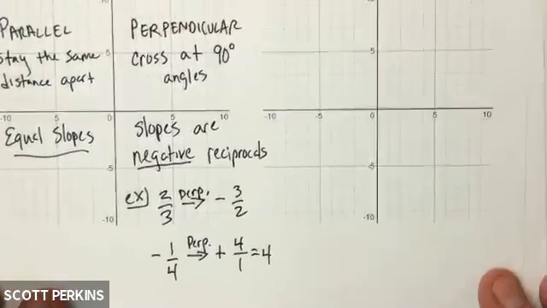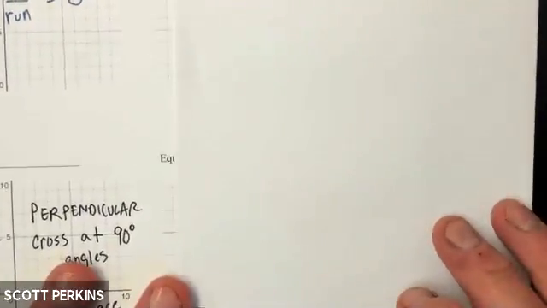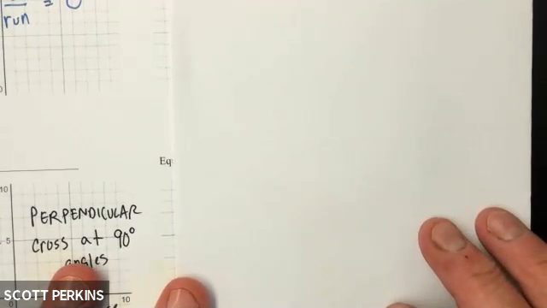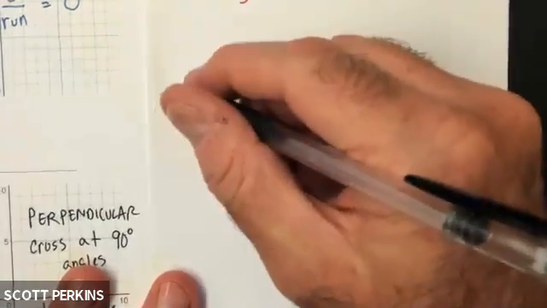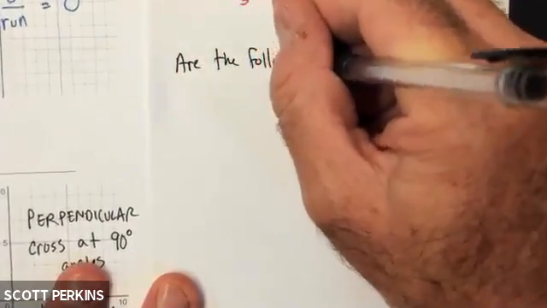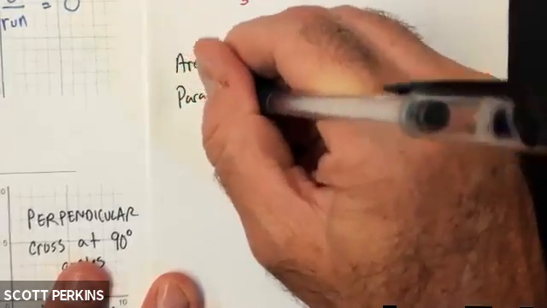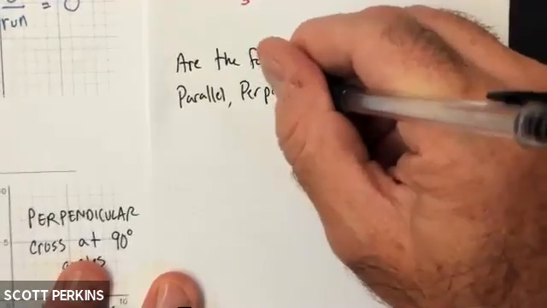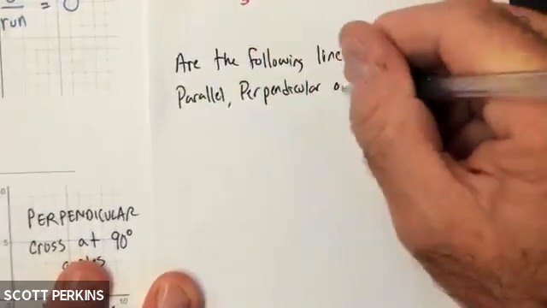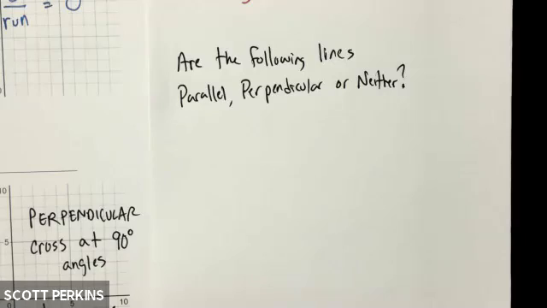So there's that. So here's our last problem for the day, and then you're done with me for another day. You're going to be given at the end of this section the following question. Are the following lines parallel, perpendicular, or neither? And we're going to answer the question just by looking at the slope.